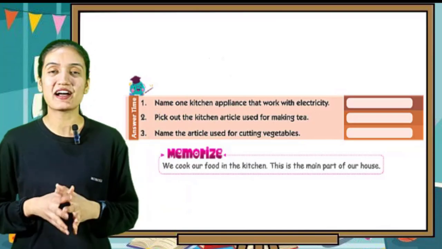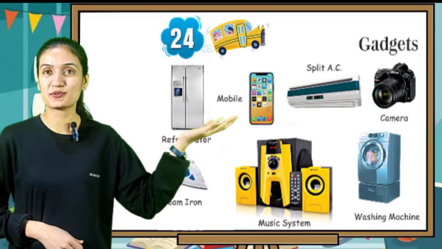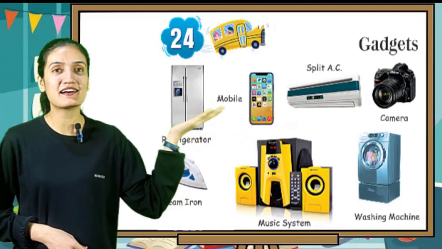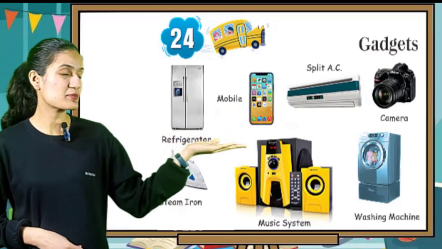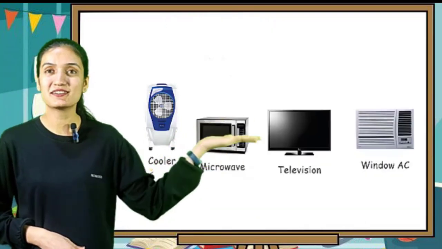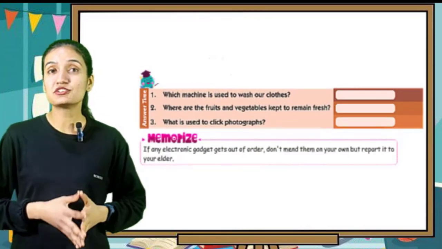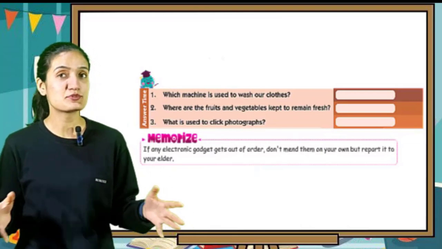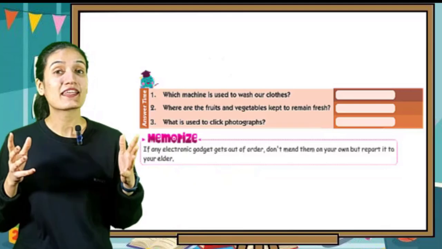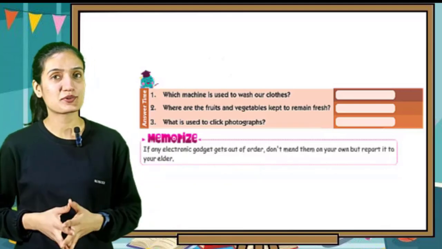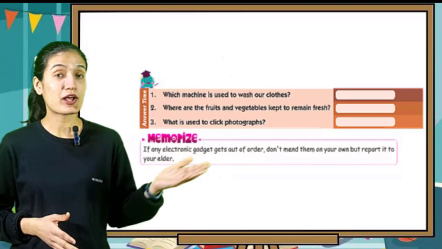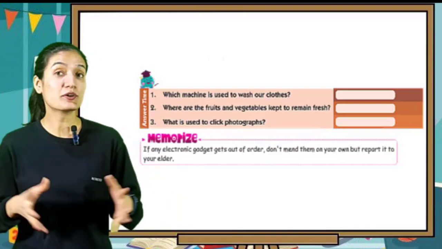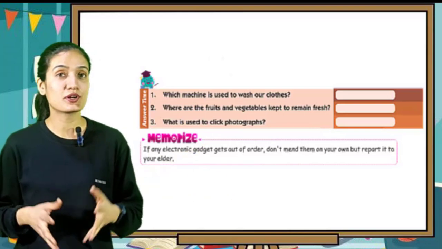Memorize kids. We cook our food in the kitchen. This is the main part of our house. Chapter number 24. Gadgets. Here are some gadgets. Refrigerator, mobile, split AC, camera, steam iron, music system, washing machine, cooler, microwave, television, window AC. Answer time. Which machine is used to wash our clothes? It's washing machine. Where are the fruits and vegetables kept to remain fresh? Refrigerator. What is used to click photographs? It's camera. Memorize. If any electronic gadget gets out of order, don't mend it on your own, but report it to your elder.